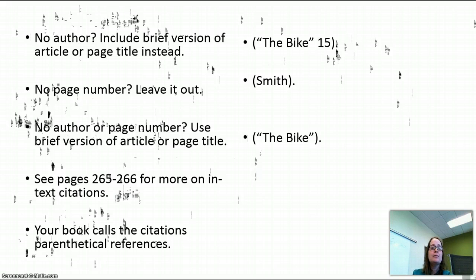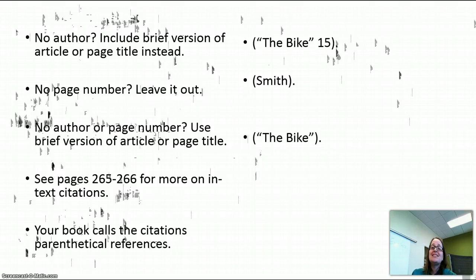If there's no page number, don't invent one. Ask your instructor in other classes that use MLA. Some will want a paragraph number. I don't want a paragraph number, so just use the name. Okay, so if there's no page number, you can't use it. Now, what happens if there's no author and there's no page number? This happens all the time on online websites.